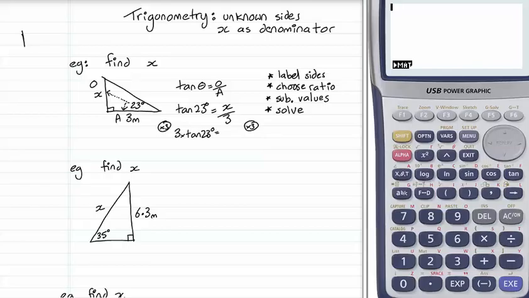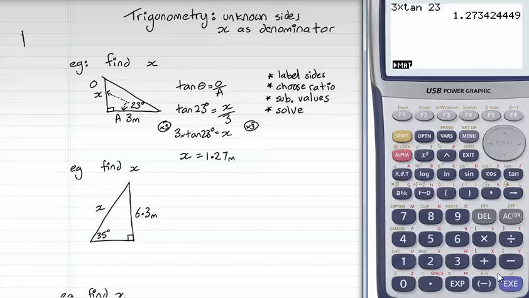And then we can find x because that's x equals, and we just use our calculator. 3 times tan of 23 degrees equals, and that's 1.27 meters. Double check, yes, that's shorter than our 3 meter side, and that looks about right. 4 lines of working, we're done.